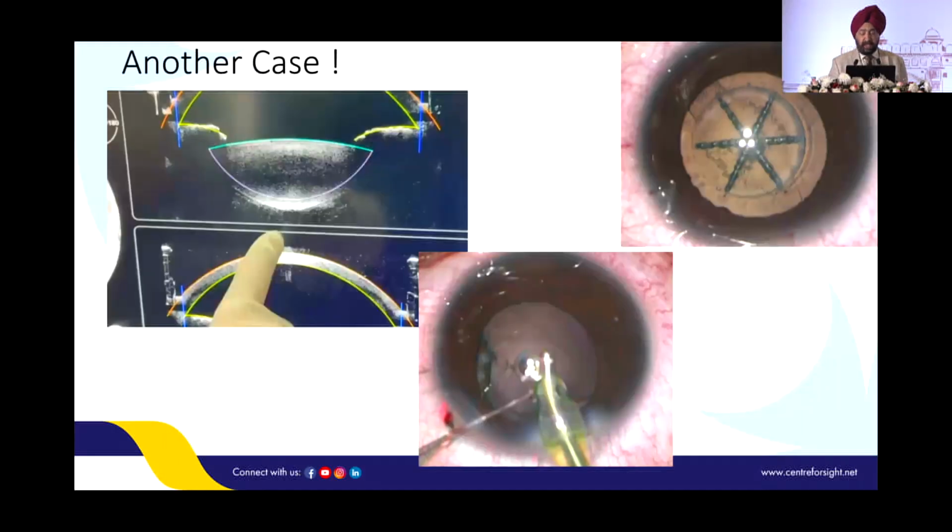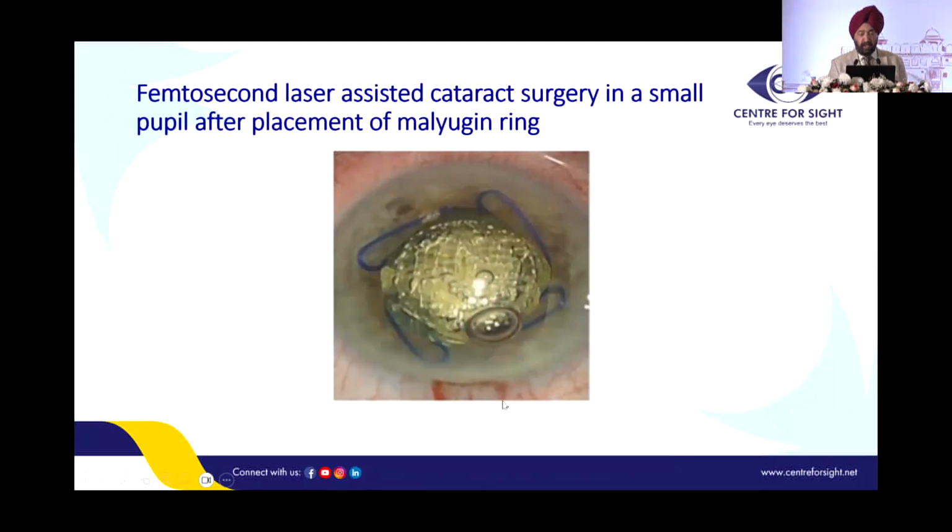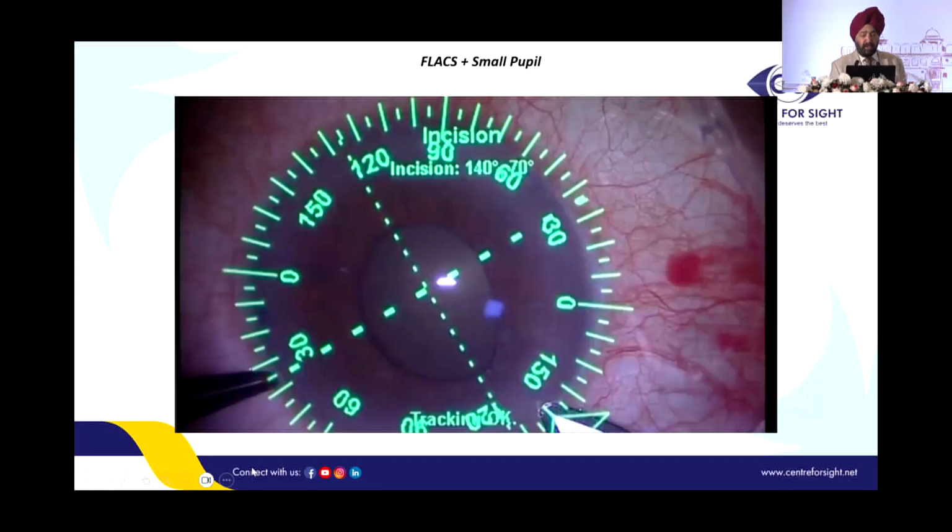Now, this is just another case. Again, you can see that here, this is the defect which can clearly be seen, and we are able to actually do the phaco, and we are able to get the whole thing out. Now, when you're looking at a small pupil, you can use a Malyugin ring and get the patient back onto the femto machine and go ahead and do a femtolaser even in a small pupil.